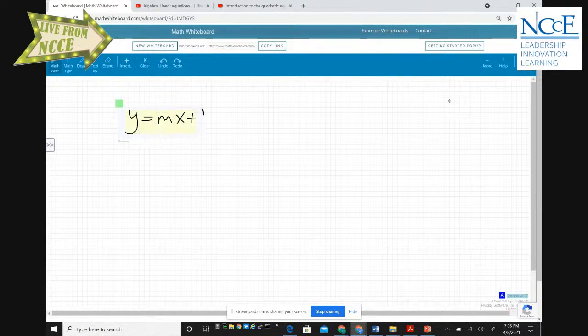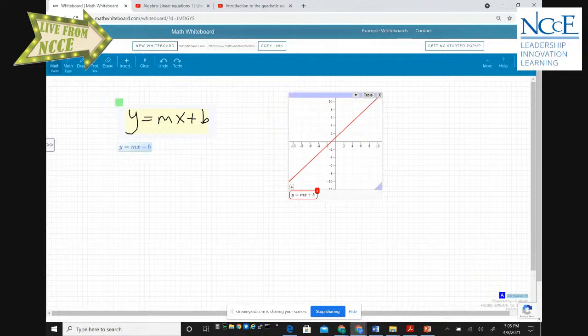Y equals mx plus b. That's the slope-intercept form of a line equation. So I've written y equals mx plus b on the page, and it has recognized what I've written. And with a simple gesture, a stroke of my pen, I can get a graph. I'll do that again. So with just a stroke of my pen, a swoop, we can look at a graph.